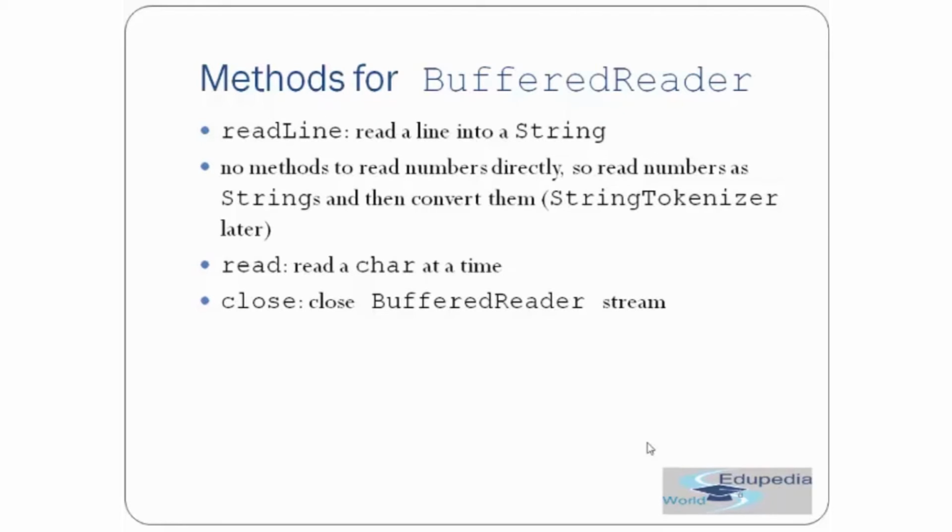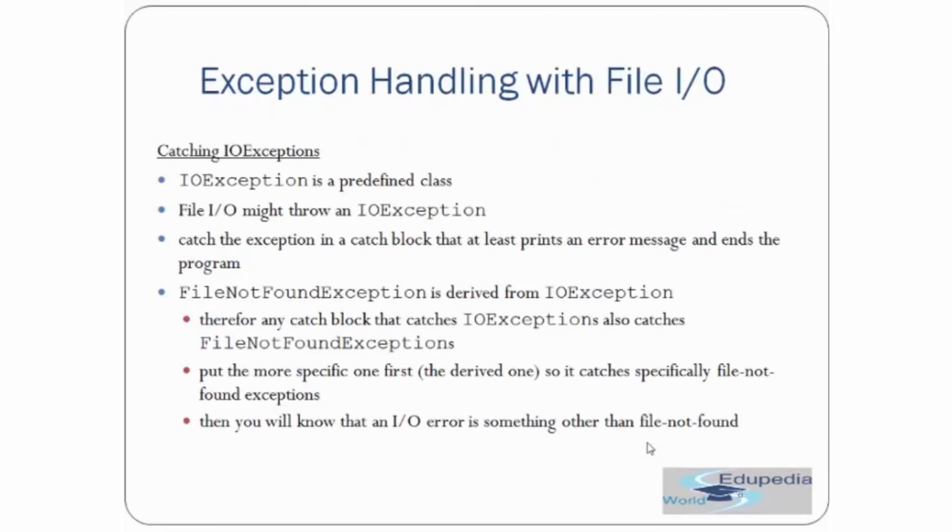Then we have a read method. The read method reads one character at a time. It's a bit slow, but if you are sure that you want to read one character at a time and you have a really small number of characters in a file, then you can go for the read method. After that, we have the close method, which is to close the BufferedReader stream. Closing the BufferedReader stream is just as important as closing the PrintWriter stream for writing purposes. Okay. Now let's see what the case is with exception handling in file IO.